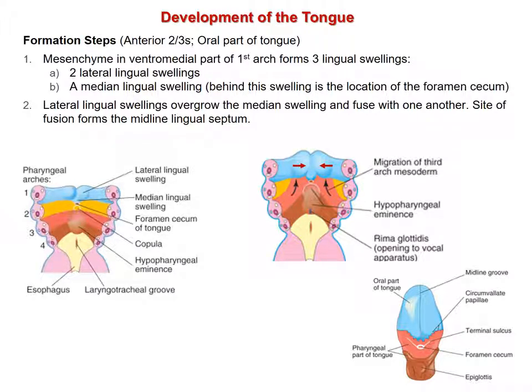Directly behind the median lingual swelling is the foramen cecum. Recall that this is the initial site of the development of the thyroid gland. Proliferation of mesenchyme within the lateral lingual swellings rapidly increases, causing these to overgrow the median swelling and fuse with one another, as indicated by the red arrows. These form the anterior 2/3 of the tongue. These swellings unite in the midline and form an internal lingual septum that is denoted by a midline groove.